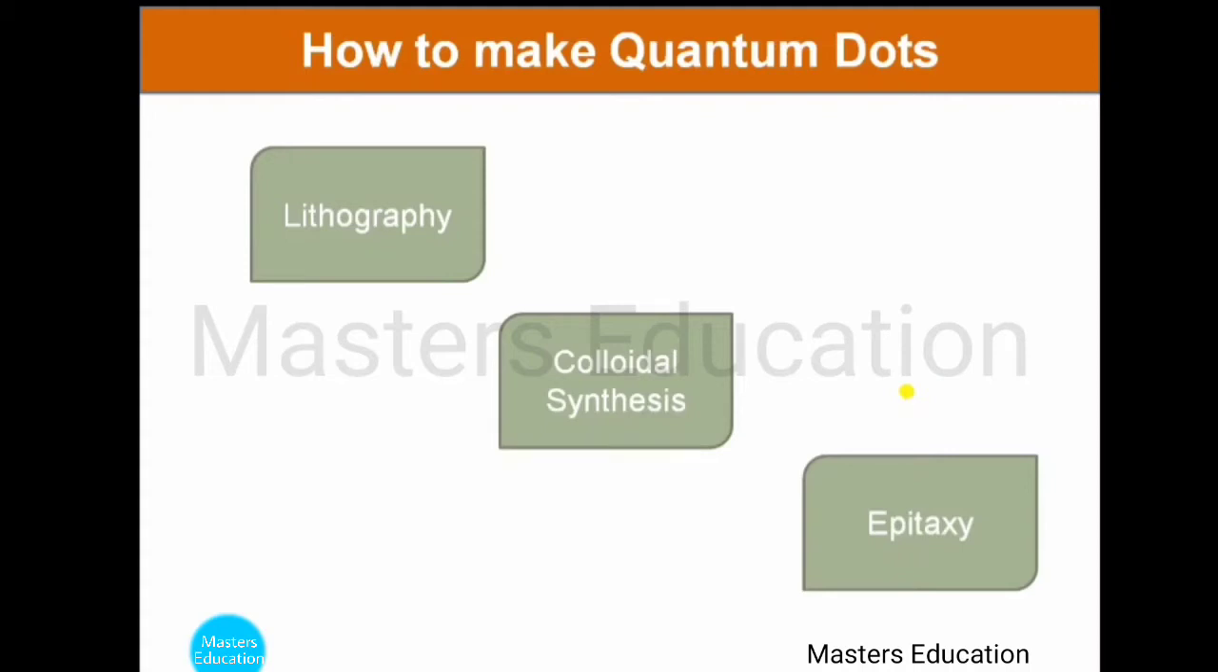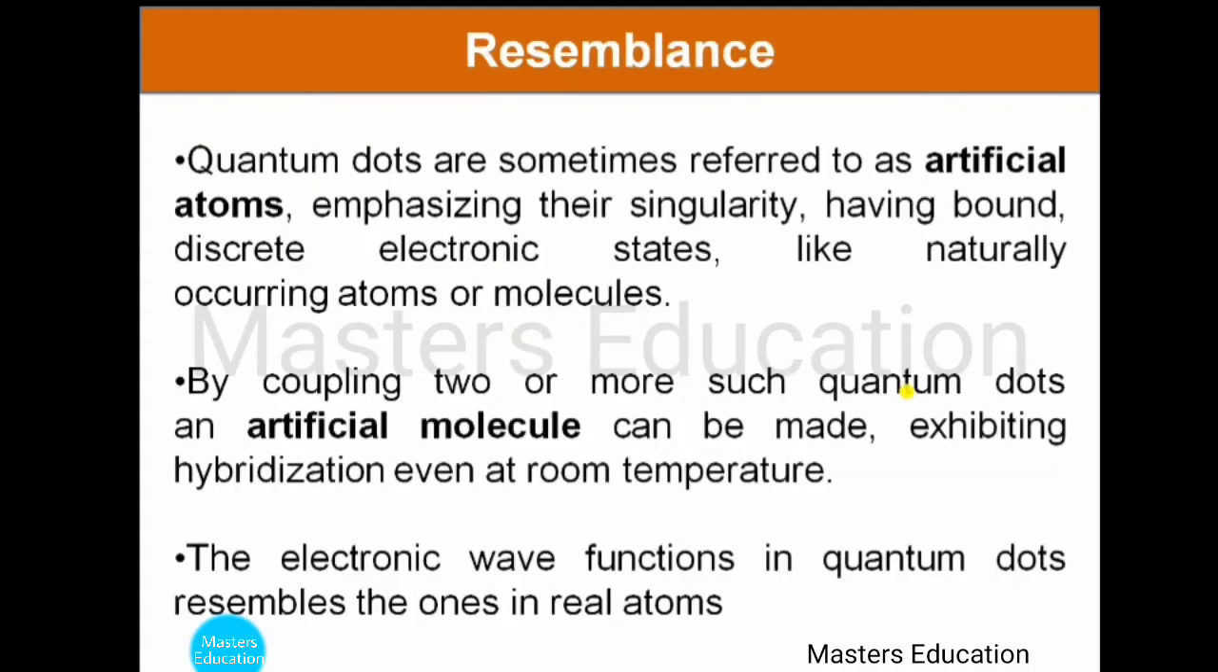Now, moving toward the resemblance. Quantum dots are also known as artificial atoms, as a single quantum dot has a unique electronic state the same as that of an atom. Two or more quantum dots are coupled to form artificial molecules. Also, the electronic wave function of quantum dots resembles that of a real atom.